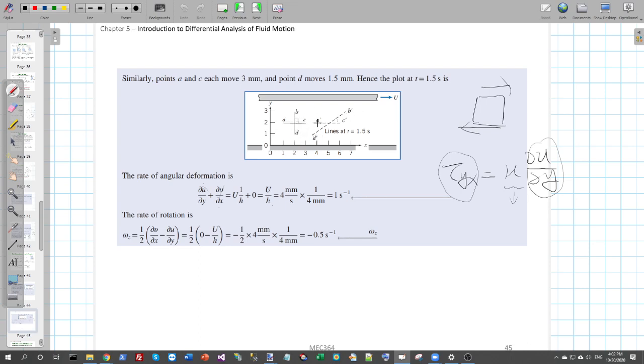Okay, and the distance between A and C will not change, because we know that both A and C have the same velocity, right? Because they have the same y value. So this line here and this line here will have the same size.